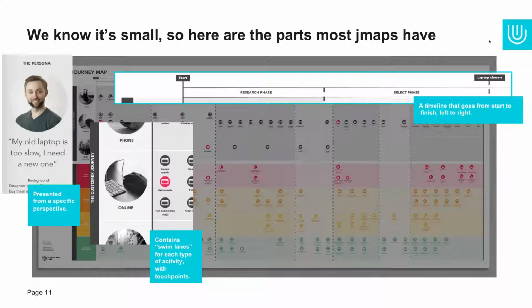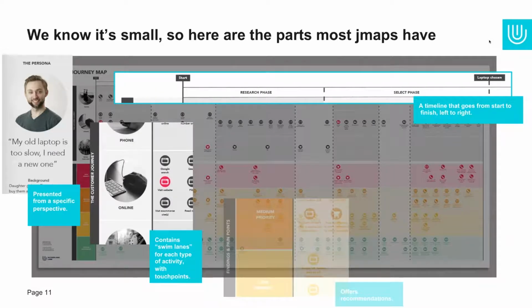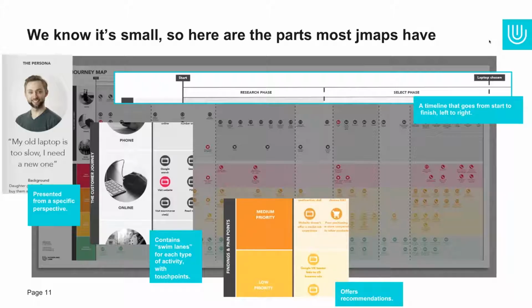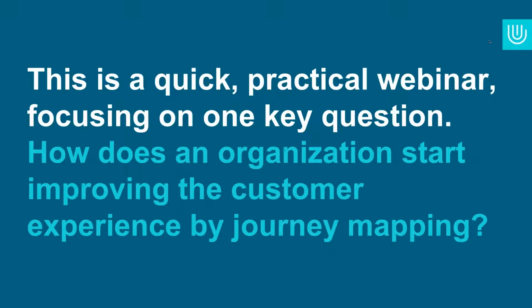It contains horizontal rows called swim lanes, one for each type of activity. They're up there in white and gray. The three activities in this particular journey map are phone, online, and retail, so that the viewer can see how people bounce between different modalities. But it can be different kinds of swim lanes as well, but that's a typical one. And finally, there are rows at the bottom with analysis and recommendations, in this case split up by the relative priority.